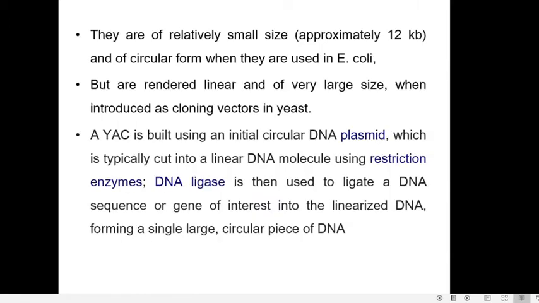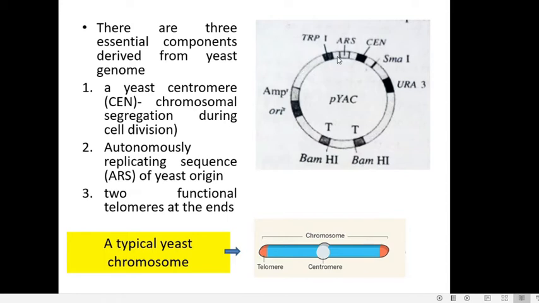I told you they are used as shuttle vectors. That means they are used as vectors in E. coli host cells as well as in yeast cell. When they are in E. coli cell, they are circular in nature. They are of relatively smaller size, approximately 12 kilobases long, when they are used in E. coli cells as vectors, and they are in the circular form as you can see here.